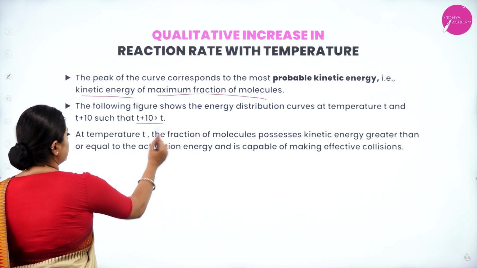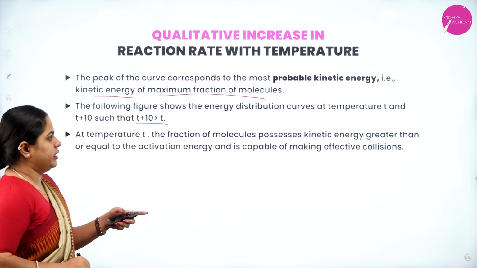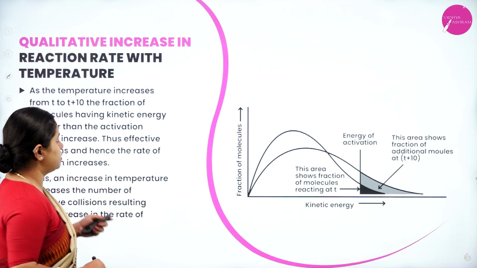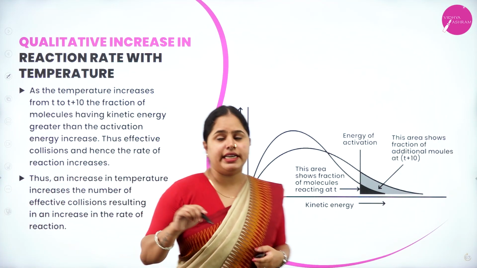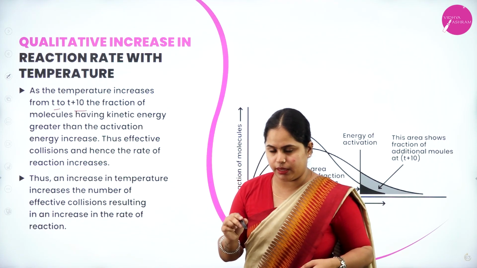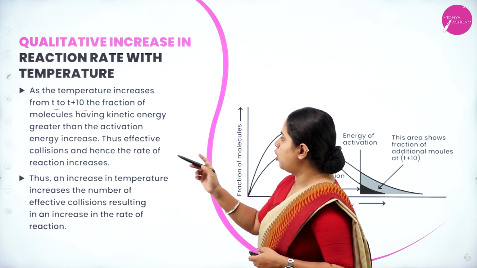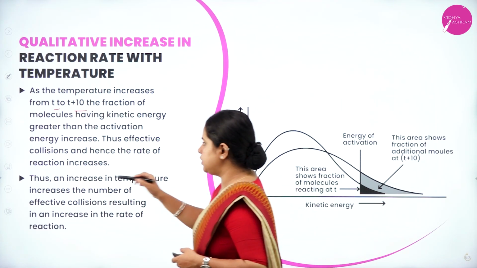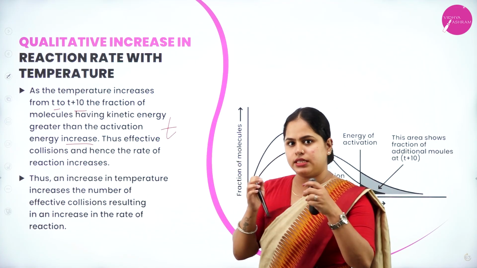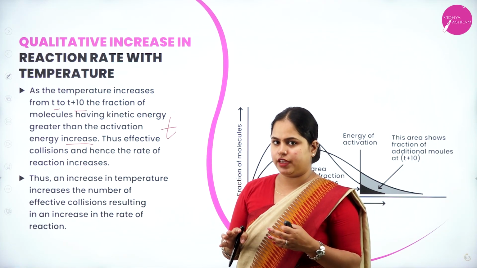such that T plus 10 is greater than T. At temperature T, a fraction of molecules possesses kinetic energy greater than or equal to the activation energy and is capable of making effective collisions. So you can see here, as the temperature increases from T to T plus 10. Initially the temperature is T. Now it rises by 10 degrees, so now the temperature will be T plus 10. The fraction of molecules having kinetic energy greater than the activation energy also will increase. Initially at temperature T, there will be some fraction of molecules having the specific activation energy.